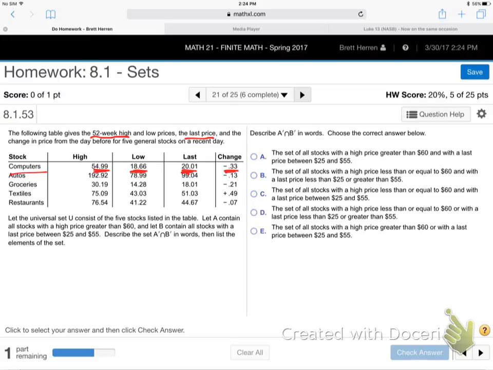Okay. Let the universal set U consist of 5 stocks listed in the table. So that's the universe. This is the whole universe as far as we're concerned. Let A contain all stocks with a high price greater than 60. So A is greater than, the high.